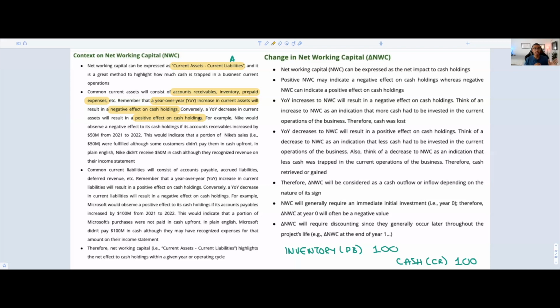Okay, so let's look at Nike. Nike would observe a negative effect to its cash if its accounts receivable increased by $50 million from 2021 to 2022. So it had a smaller amount and now it increased by $50 million. So they're owed $50 million more in accounts receivable. This would indicate that $50 million of Nike's sales this year were fulfilled. They sold the shoes, they sold the shirts, they sold the hoodies, but they didn't receive cash for those sales, okay?